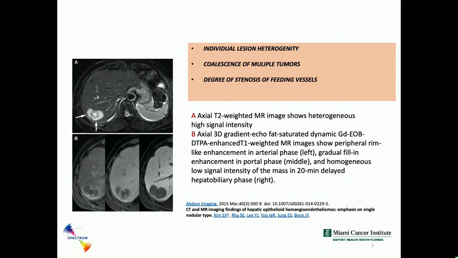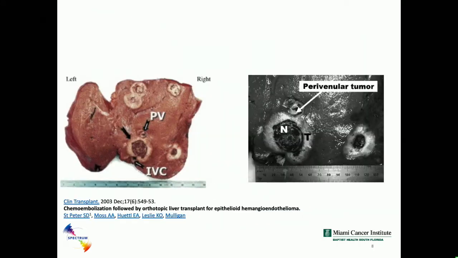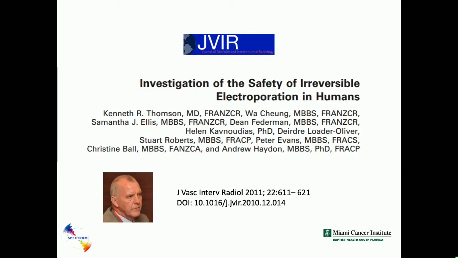It shows a peripheral rim-like enhancement in the arterial phase, which is on the left. And you see a gradual filling in the portal phase that's in the middle, and a low signal intensity on the right. So that's a typical appearance of this tumor on contrast enhanced MRI. Next slide, please. So this is just to show you a pathologic specimen of the tumor next to the portal vein and the IVC. Next slide, please.